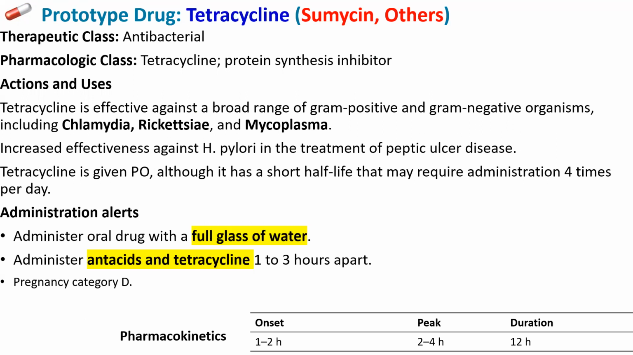Actions and uses of tetracycline. Tetracycline is effective against a broad range of gram-positive and gram-negative organisms, Chlamydia, Rickettsia, and Mycoplasma. Its use has increased over the past decade due to its effectiveness against H. pylori in the treatment of peptic ulcer disease.